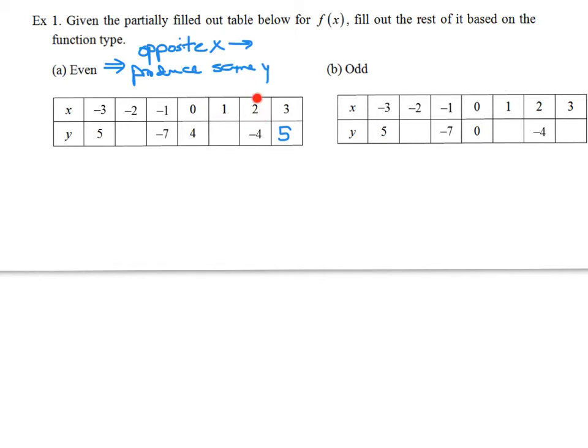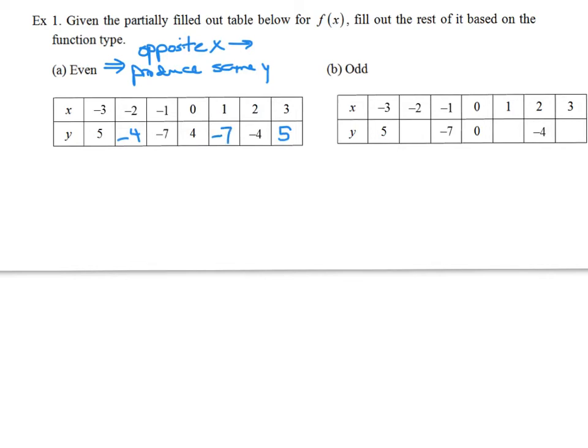When I've got an input of 2, the output is -4. So if I take the opposite input, the output should match, and the output should still be -4. Finish it off with the number 1. When the input is -1, the output is -7. Because this function is an even function, if I take an opposite input, then the output should still match, -7.